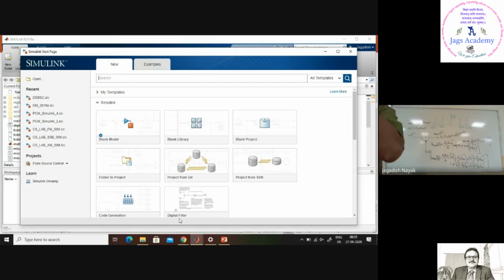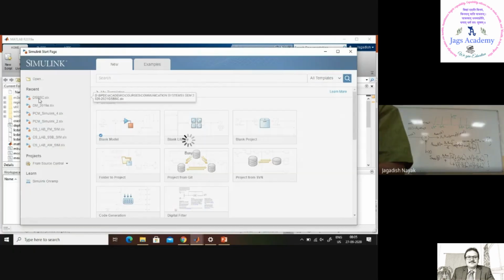I want to do simple double sideband suppressed carrier, the same thing. I already have one here. If you don't have any program, you can click on create blank model, and a new model will be created. Then you just have to add the blocks. I think I told you about this in one of the classes.